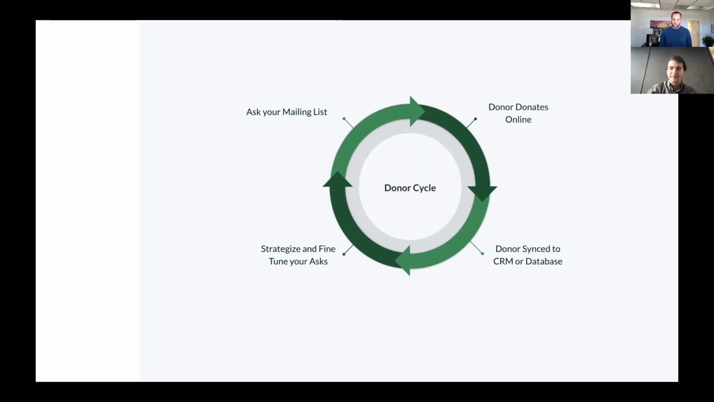So I came up with a little cycle of how you can use both forms of fundraising. Donor donates online. They're synced to wherever you store all of those donors. Then you can strategize and fine tune your asks by looking at the data of all of those donors. And then you can send out something to add to your mailing list. And then eventually they might donate online again. So you can start at any one of these pieces of this circle, and the cycle keeps on moving.